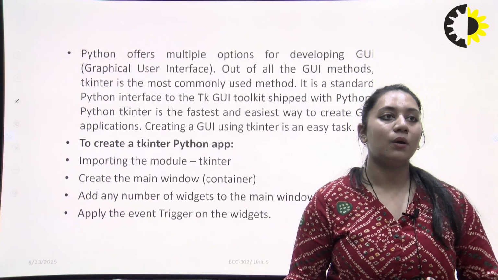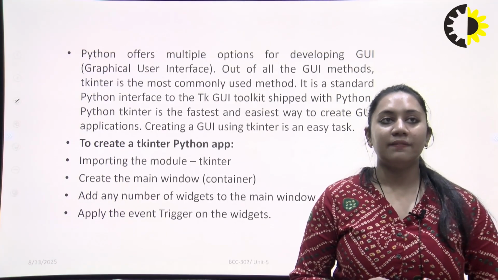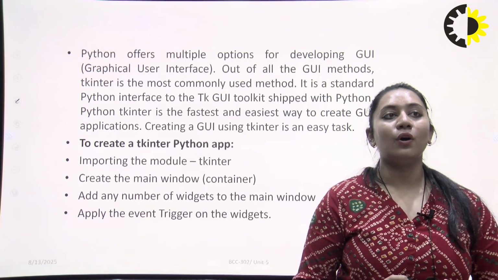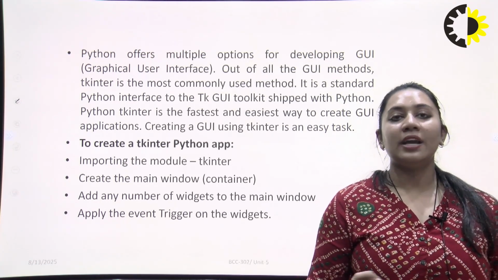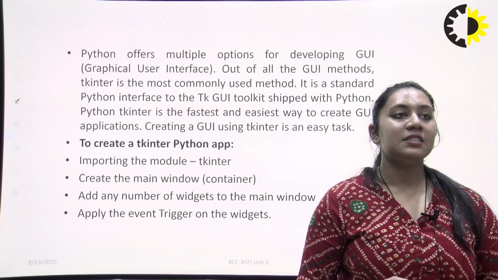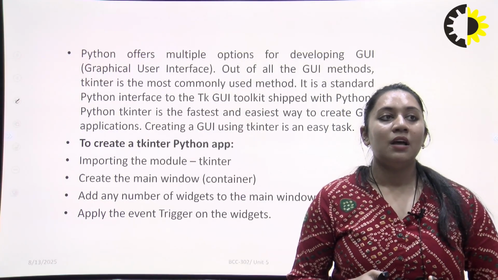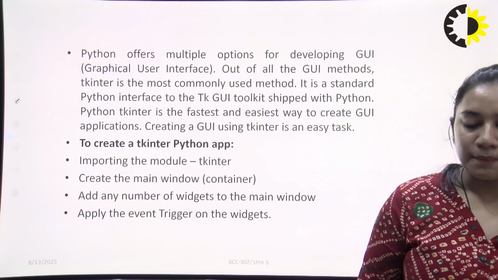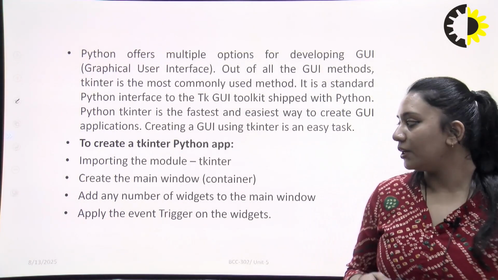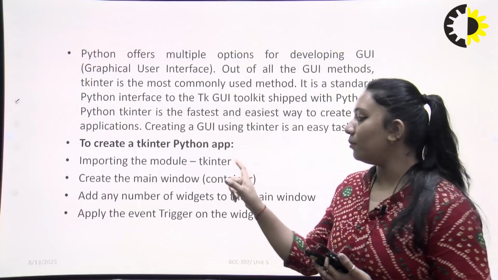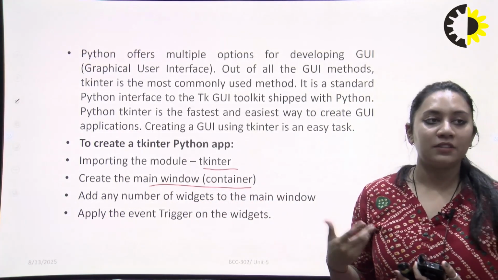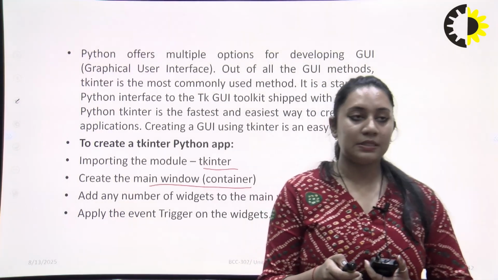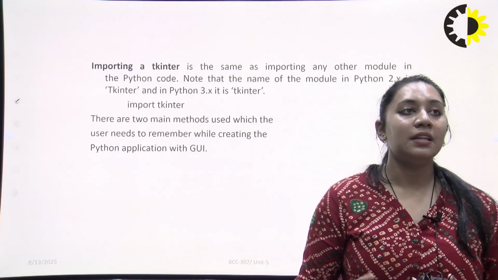Next, let's talk about the GUI. It is a development interface used for creating GUI applications in the fastest way. Number one, we can use tkinter. So how can you create a tkinter Python app? By importing from tkinter. Next, creating the window container with the help of widgets, and applying every widget in the form of a trigger in the Python language.